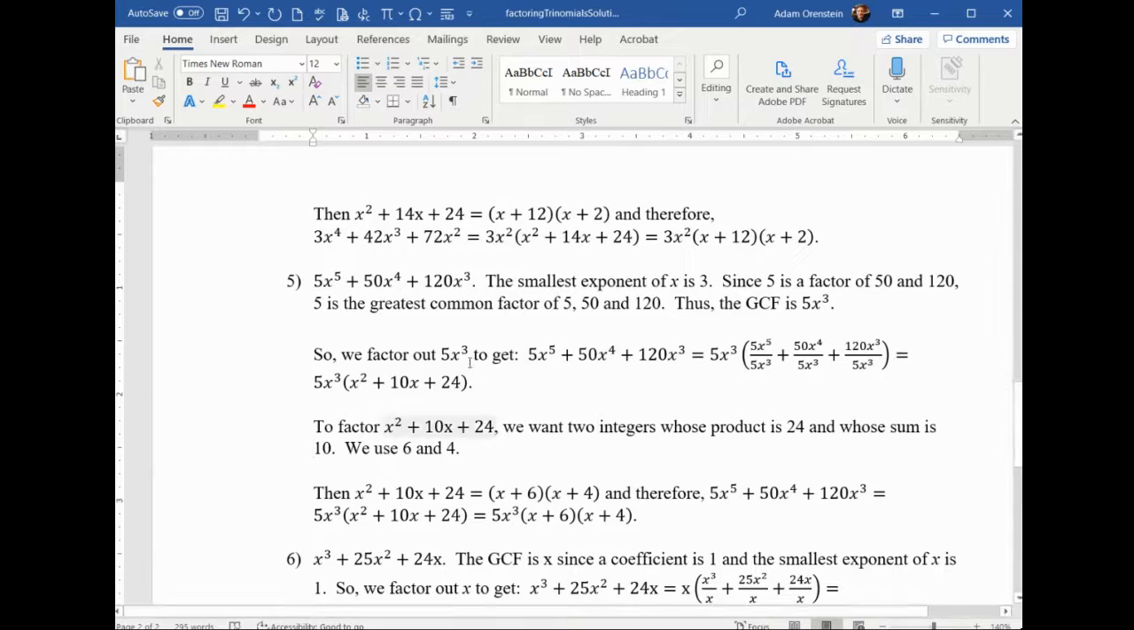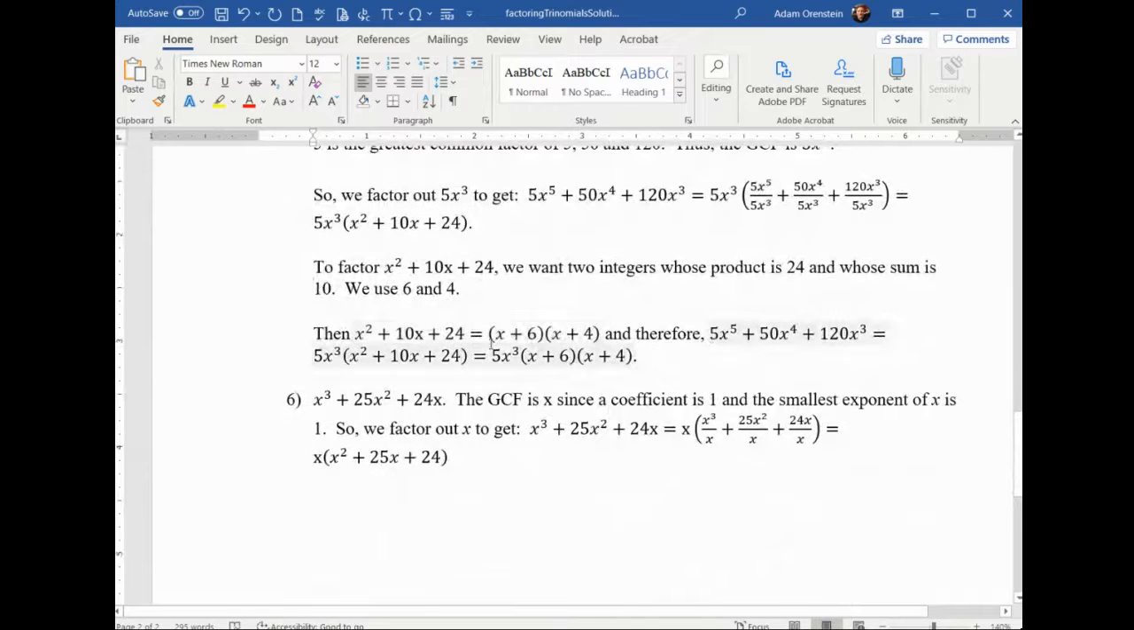Okay. So again, now what do we do? We put it in. We have x squared plus 10x plus 24 is x plus 6 times x plus 4. So now we put it into the answer. We get 5x cubed times x plus 6 times x plus 4.